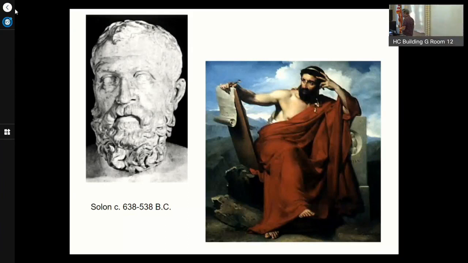Limit the amount of land that any one man can own. Because if we do that, it will open up land for other people that can't get it. That doesn't sound that complicated. Rule number 2, abolish debt slavery.